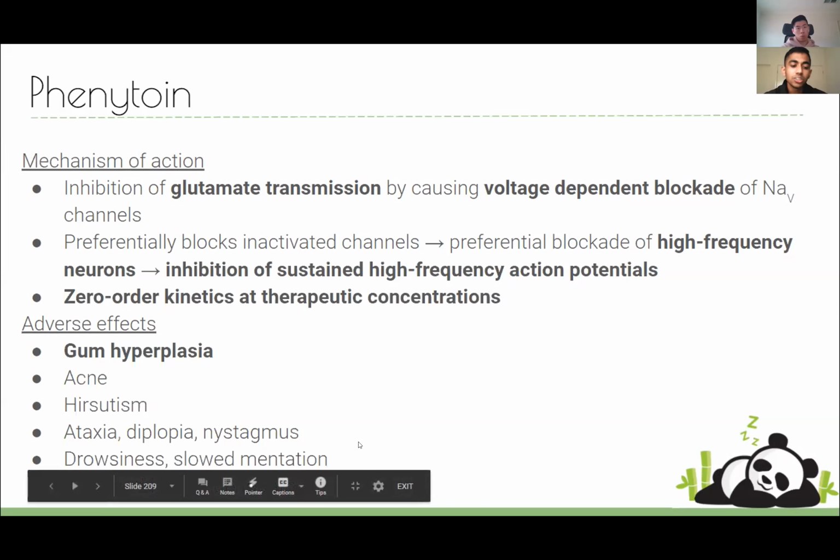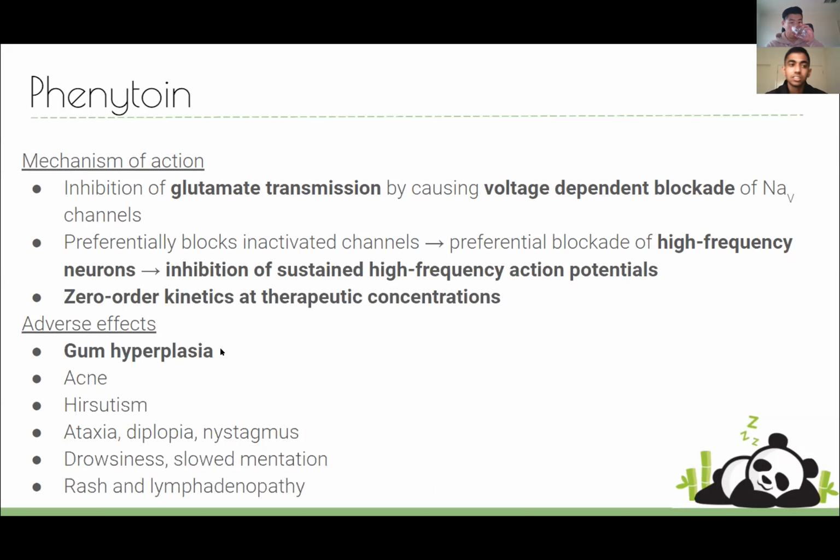Again, you can get that drowsiness kind of thing, but the most important one that you should know is gum hyperplasia. That's a really common question for them to ask you, like what is the side effect of phenytoin? That will probably be the answer. The other ones are kind of just things that happen, not worth remembering in my opinion.